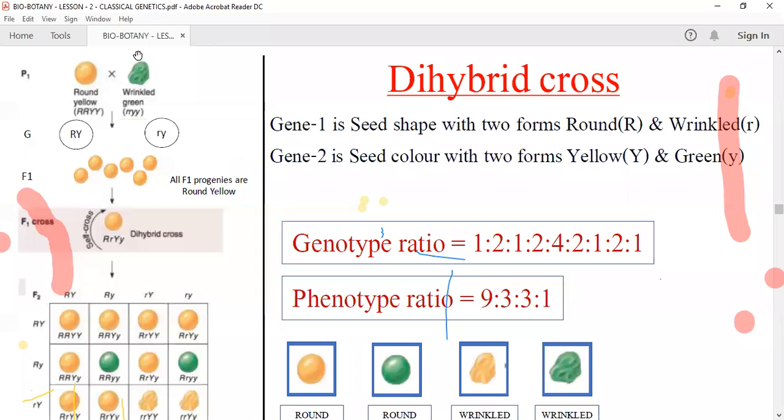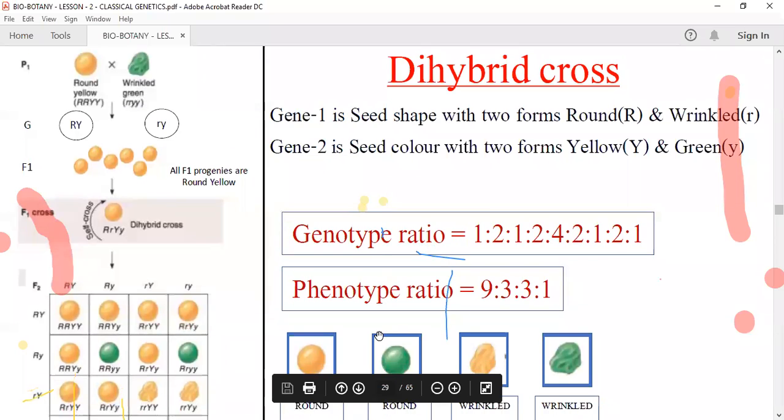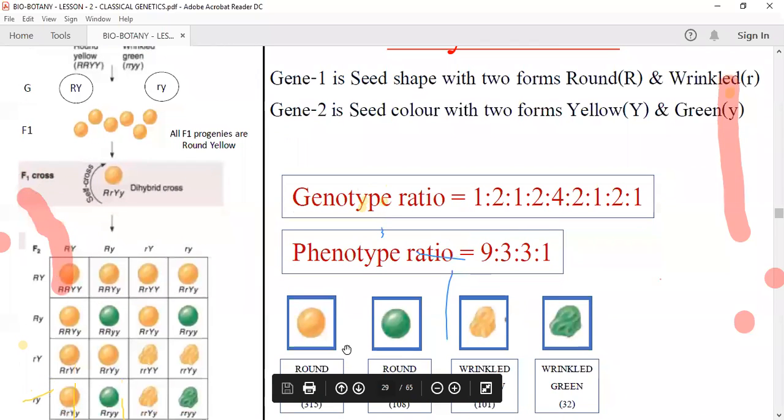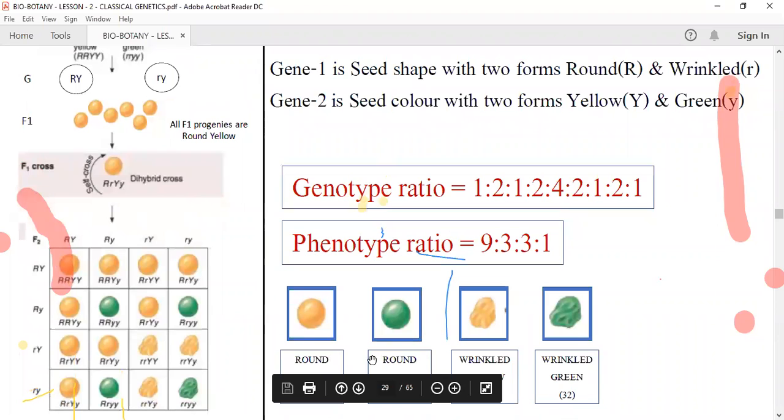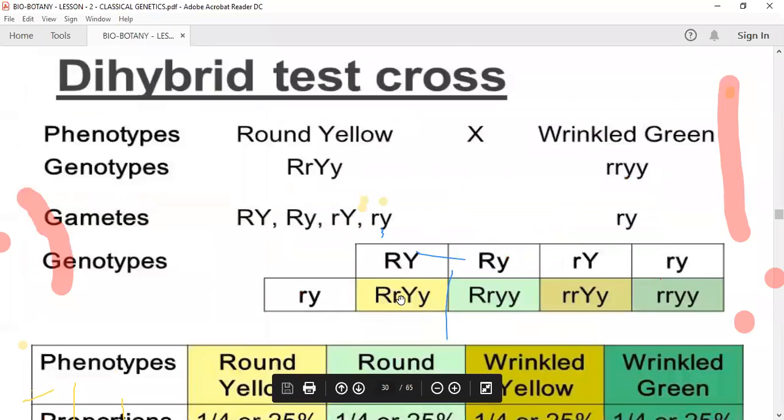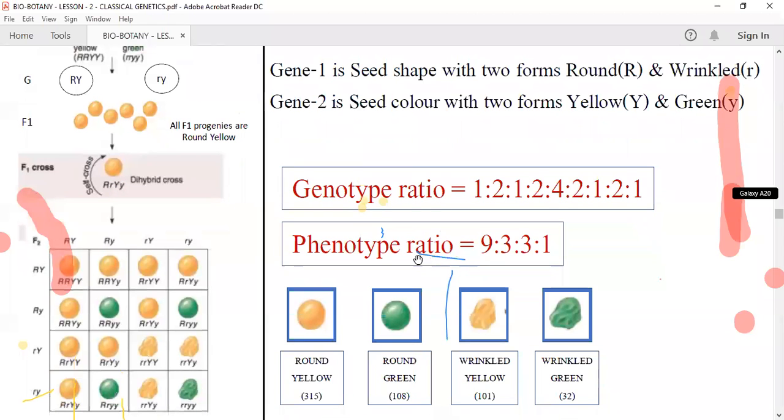But why we are getting the wrinkled shape, I have to explain. So you just listen. Here you can see the traits. This is one character. This is the round yellow, and the next is the round green, and the next is the wrinkled yellow, and then wrinkled green. So why that shape is different, I will explain. The Pisum sativum plant, if it is having a dominant allele, capital R, R means it is a round shape.